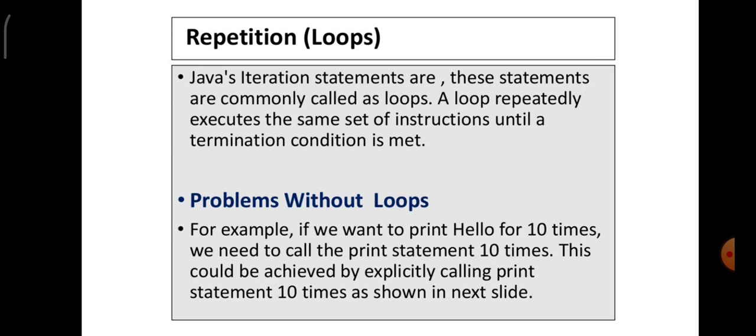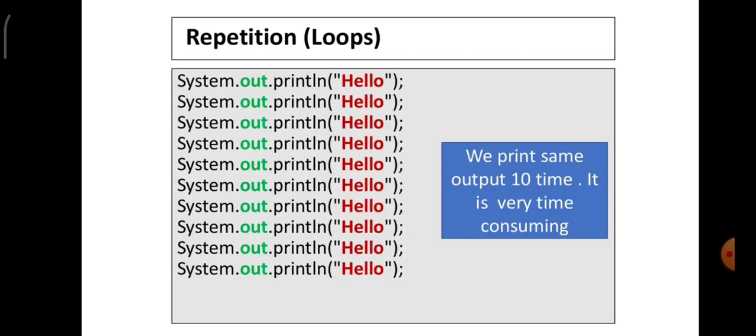Problem without loops. For example, if you want to print hello 10 times, we need to call the print statement 10 times. If it is not in a loop, you have to give system.out.println 10 times. You have to type it out, which is time consuming. This could be achieved by explicitly calling the print statement 10 times as shown in the next slide. See, this is the drawback of typing the commands line by line.